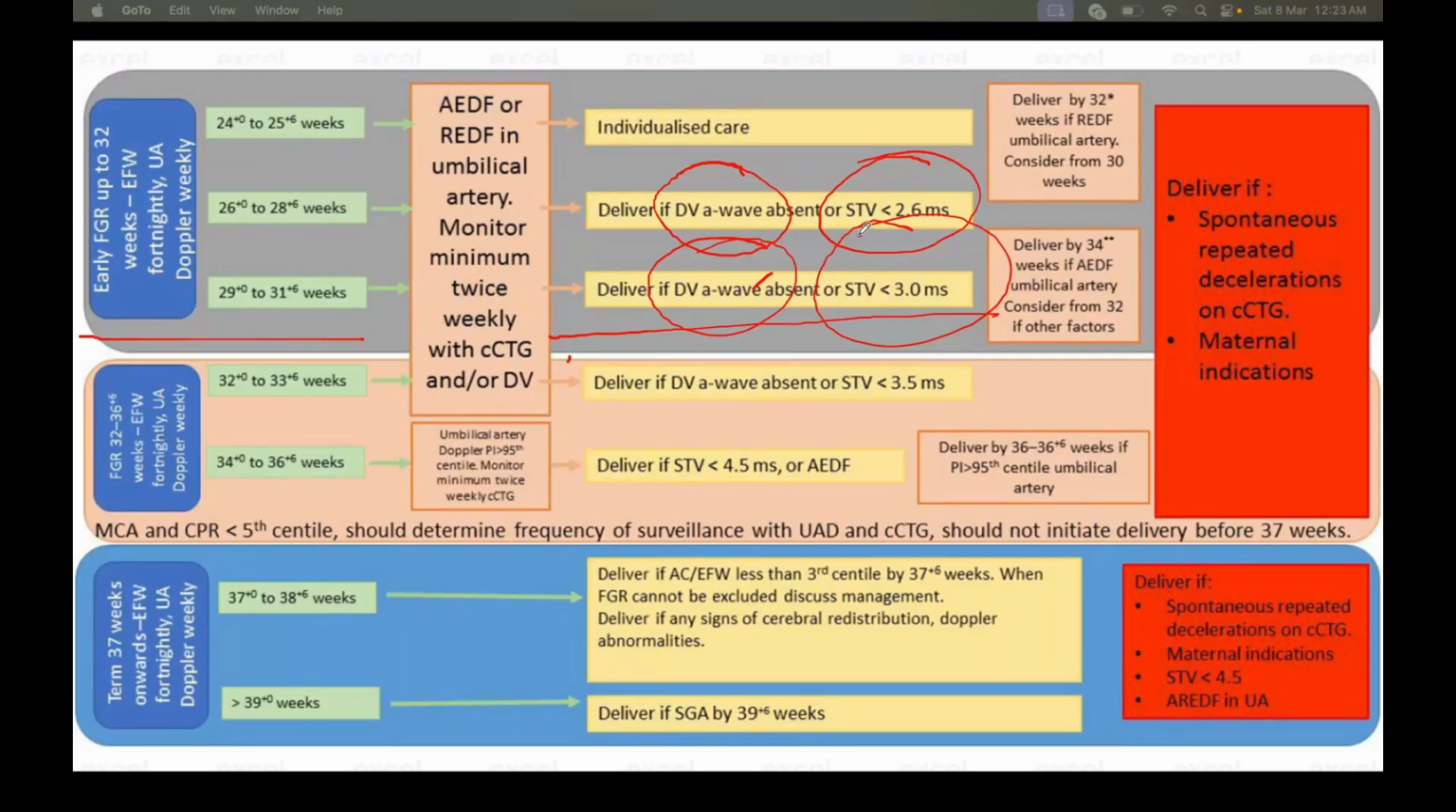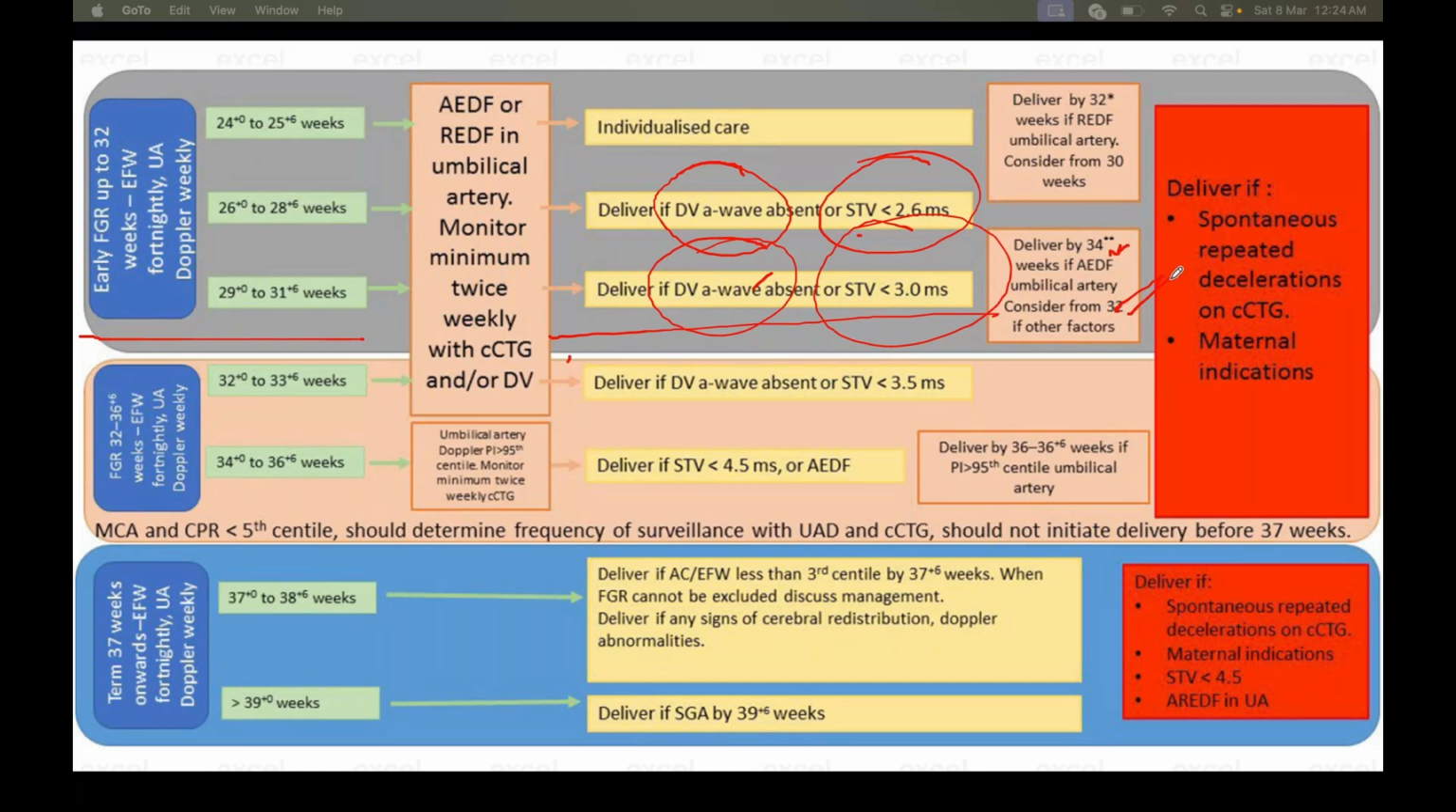Short-term variability in CCTG and DV A-wave absence is used for delivery. All right. They also said that if there is absence of flow, you can stretch the pregnancy maximum till 34 weeks, not more than that. Yeah, 34 weeks. And consider delivery by 32 weeks. So if there is a baby at 32 weeks, you have done a Doppler of the umbilical artery and you have found that the baby is having absent flow. What would you do? Anybody? Absent flow, deliver by 34 weeks, ma'am, but consider by 32 weeks.